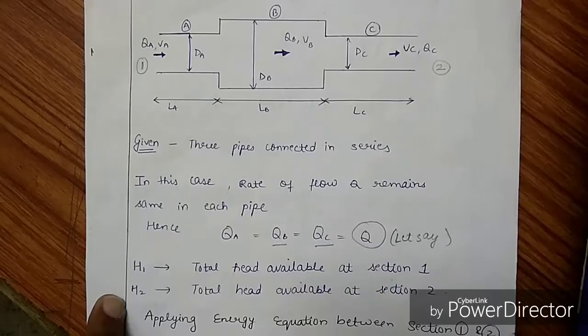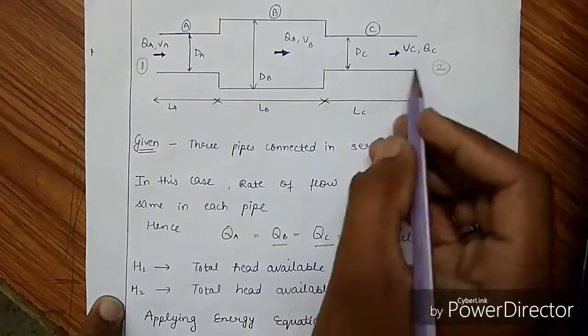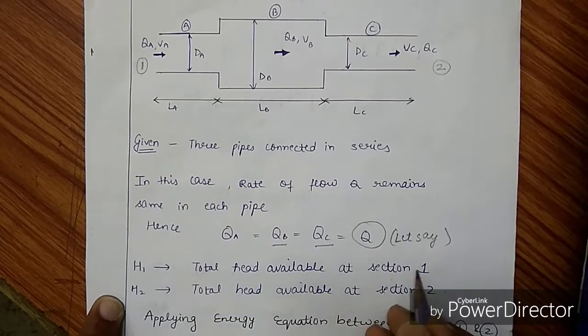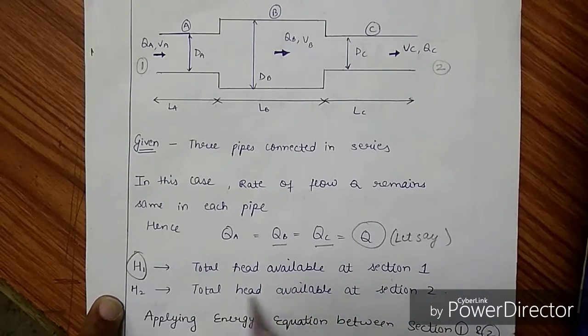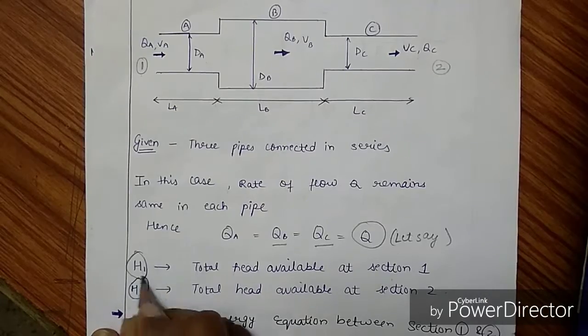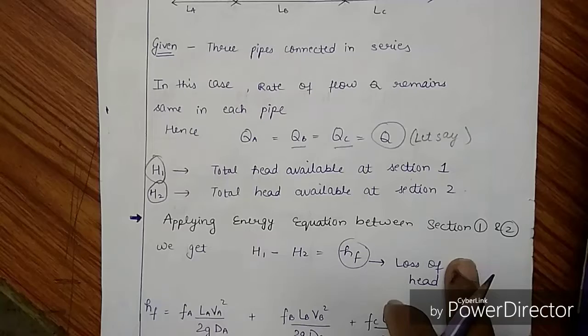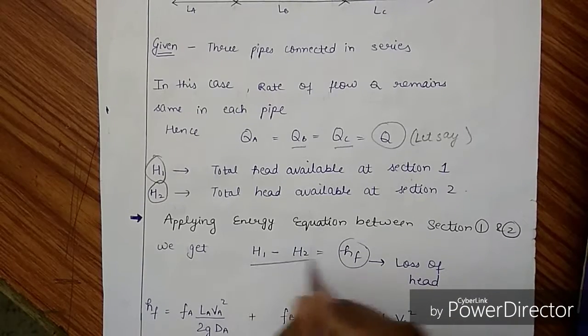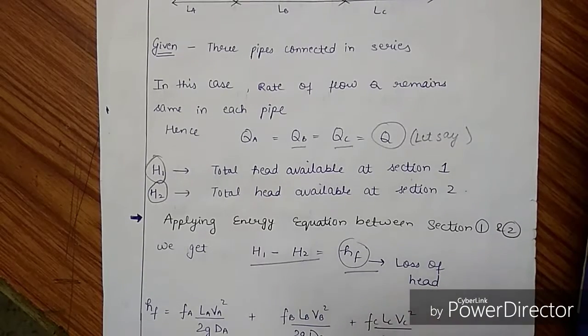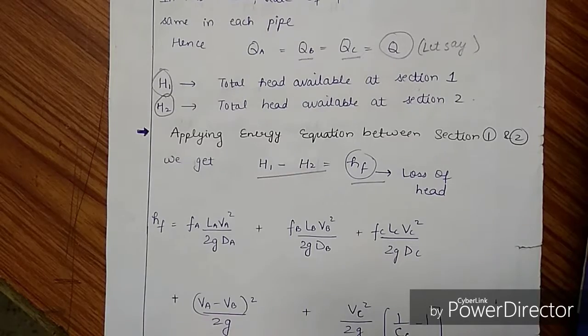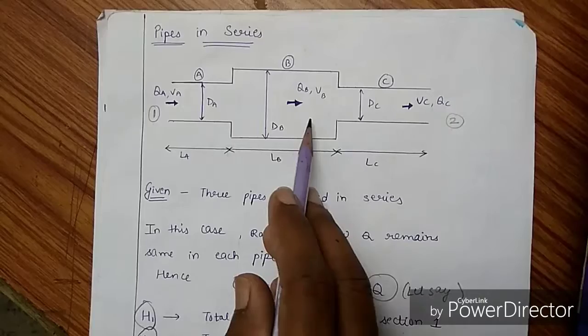Okay, so now this is section 1, this is section 2, and we assume that the total head available at section 1 is H1 and the total head available at section 2 is H2. So now we would be applying the energy equation between section 1 and 2, which says H1 minus H2 is equal to HF, where HF is the loss of head. This loss of head can be calculated by considering all the losses which have been incurred in this process during the fluid flow.